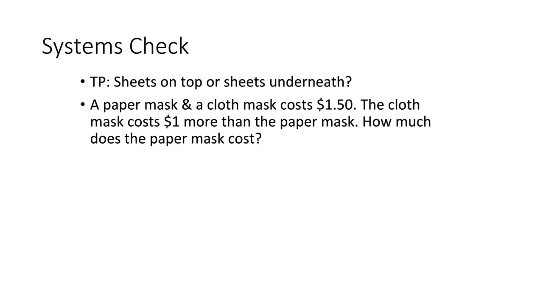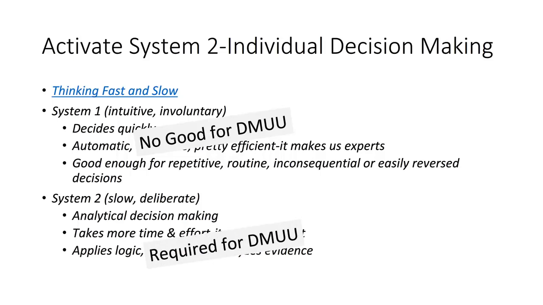System 1 is great for some decision making, not so much for questions that require a little bit of analytical or critical thinking. In risk science, what we're trying to do is to activate System 2 decision making.